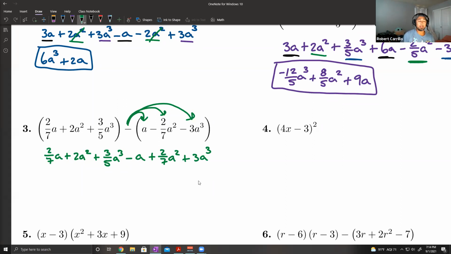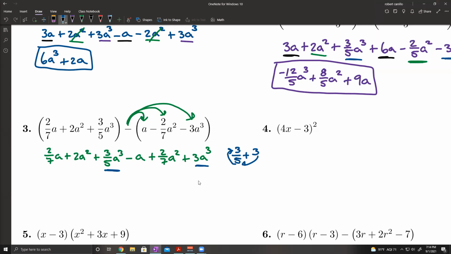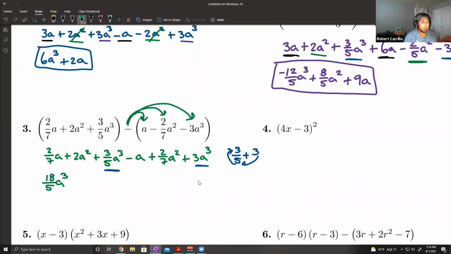And now we're going to combine like terms, just like we did in the last three, starting with our highest power first. 3/5 a cubed plus 3a cubed. 3/5 plus 3. You can use the fraction trick on this one just to make it fast. What is 3 times 5? 15. What is 15 plus 3? 18. You get 18 over 5 a cubed. Okay, there's that.